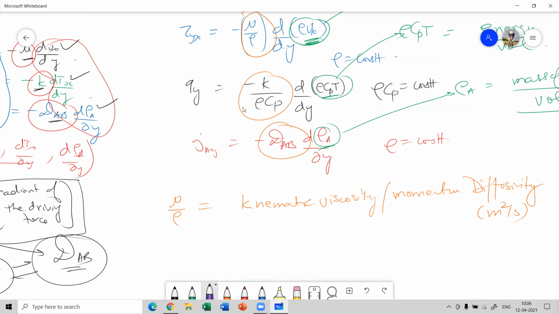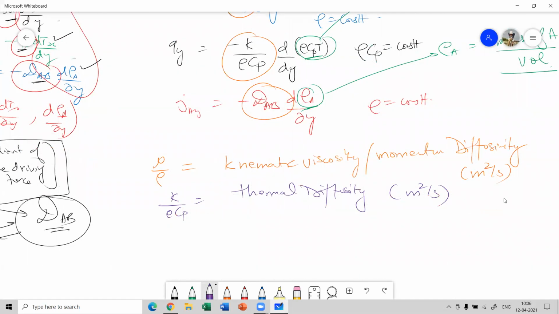Further, if you look at the term which is appearing in the conduction, that is k by rho Cp. This is called thermal diffusivity, with the units of meter square per second. And if you look at the term which is appearing in the flux, that is DAB, it's called mass diffusivity. Again, the units are meter square per second.